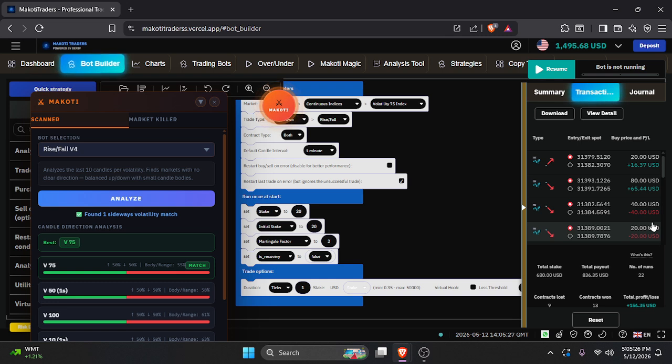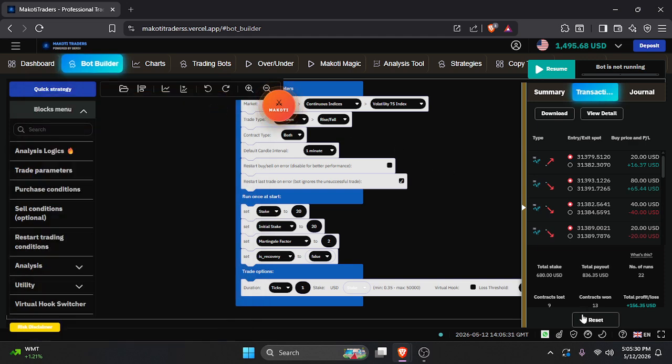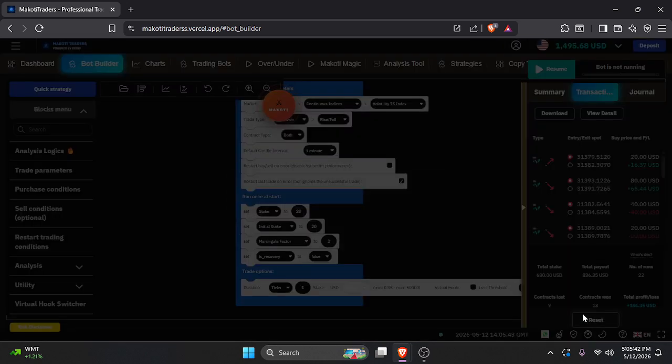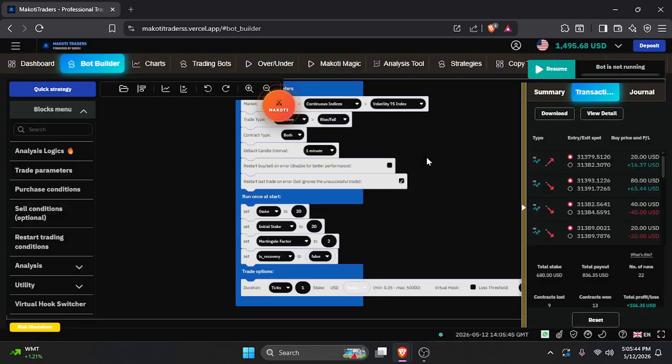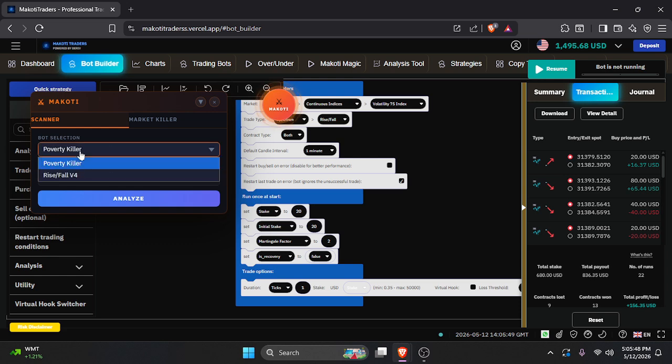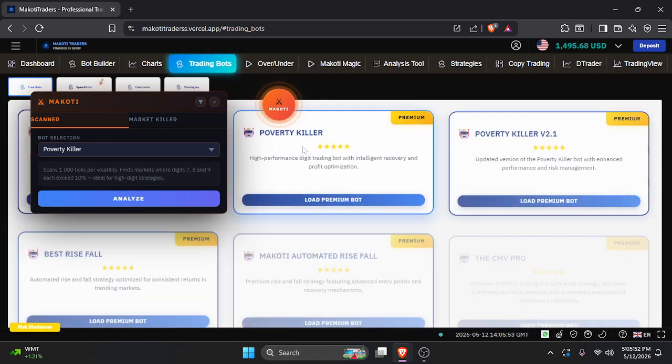So this 5 USD, I don't want to use this bot because it will exceed, and when the money exceeds, I'll be tempted to use the exceeded money to trade, and when I use the exceeded money to trade, I can encounter a loss. So strike equals exceed. So let me reset. No, let me not reset. Let me use this bot, this poverty killer bot. So poverty killer, then a trading bot.